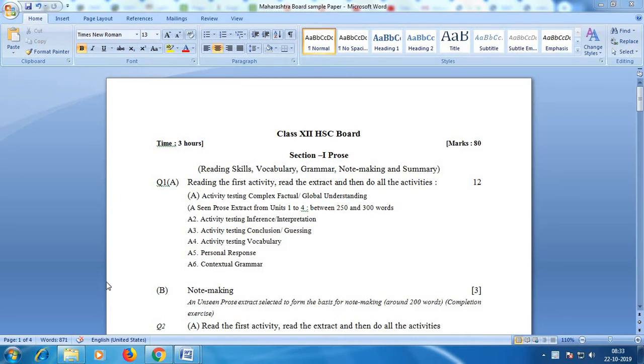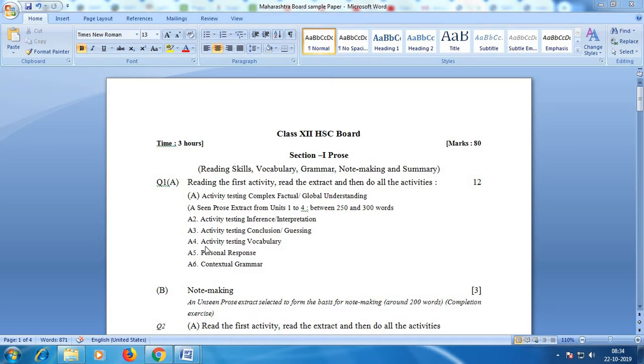Hello everybody, today we are going to discuss the English paper for Maharashtra State Board class 12th students. What are the things you are asked in your question paper, how they test different skills of students through the paper, and the total marks and the total duration. So today we are going to discuss all those things. Here is the format of the paper you can see before you.